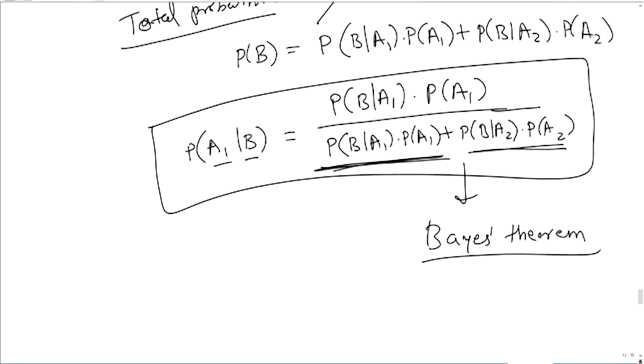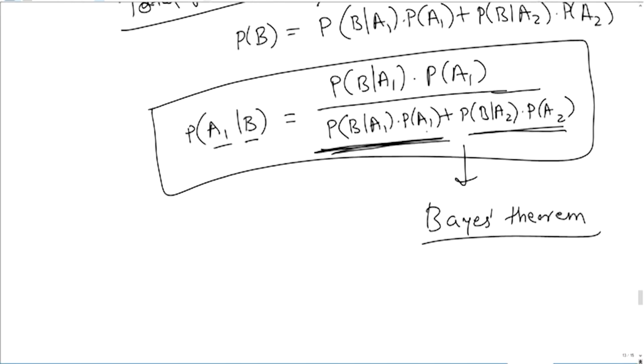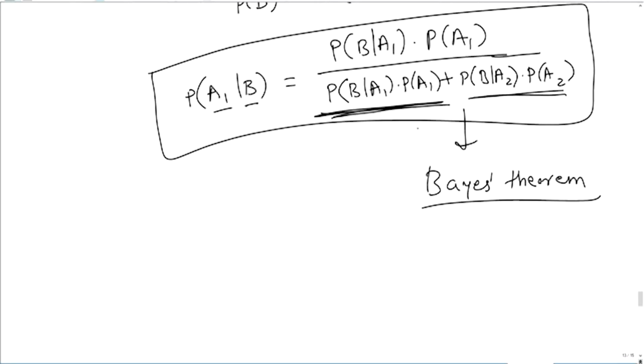So the probability of any event A1 given B is equal to probability of B given A1 into probability of A1 divided by the total probability of B, across all mutually exclusive and exhaustive events from A1 to AN. This is the Bayes theorem. Now how do we use it for statistical inference? That's what we want to see.